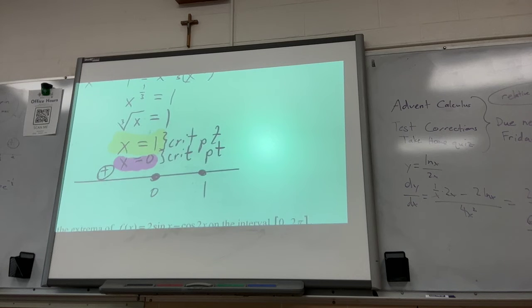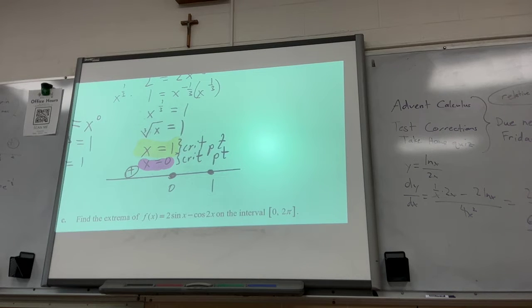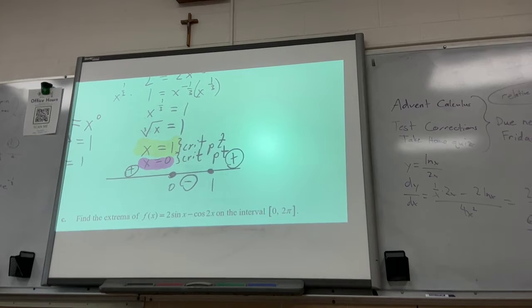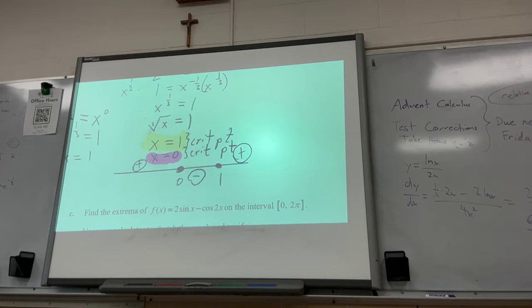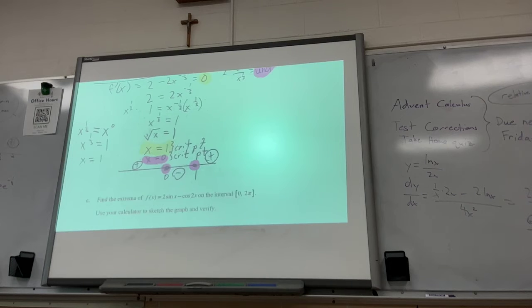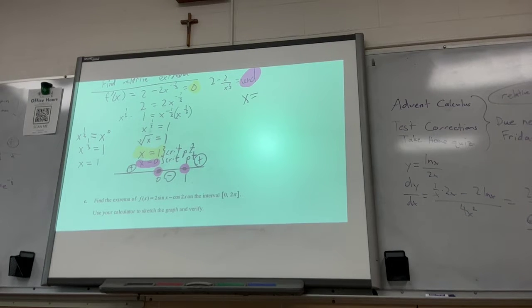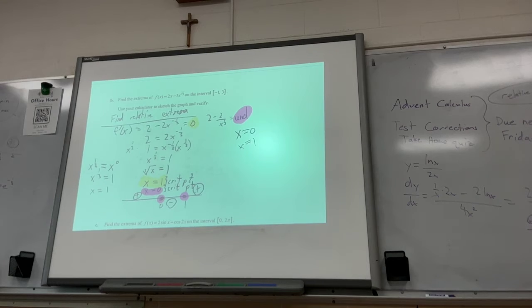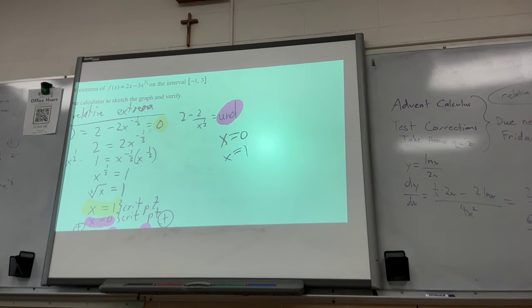Okay, between 0 and 1, if I plug in 1/2, I'm doing this on my calculator now, I get a negative. And if I plug in like 2, I get a positive, okay? So where are my relative extrema? 0 and 1. So these are both relative extrema. So our candidates so far are x equals 0, x equals 1, and what are my other two candidates always? The endpoints.